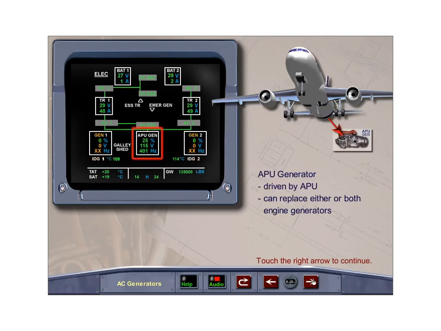A third generator driven directly by the APU without an integrated drive produces the same power as each engine-driven generator. The APU generator can replace either or both engine-driven generators at any time in flight or on the ground. The APU generator is normally used on the ground when ground power is not available and the engines are not running.